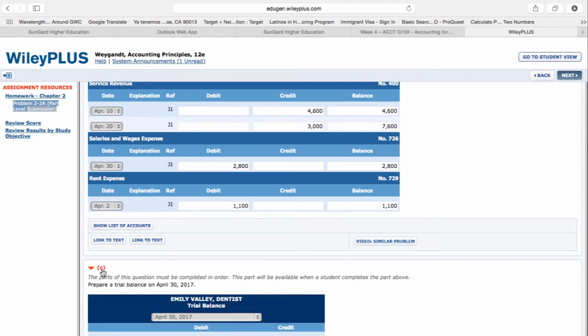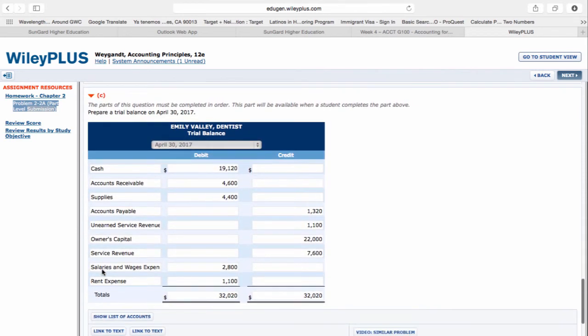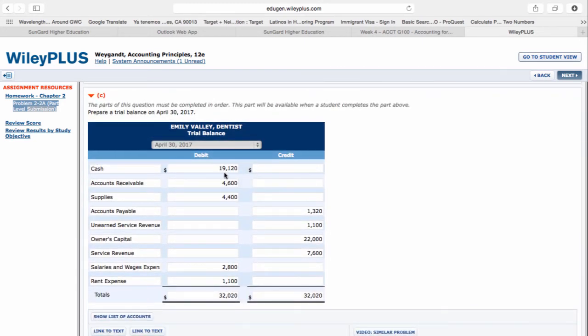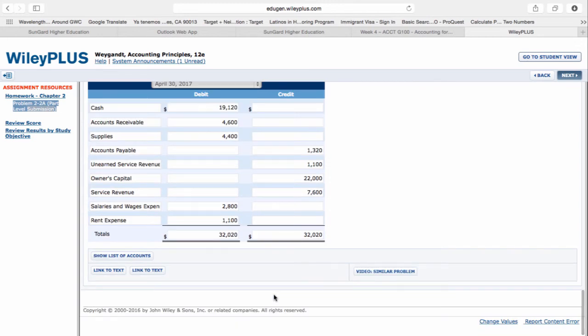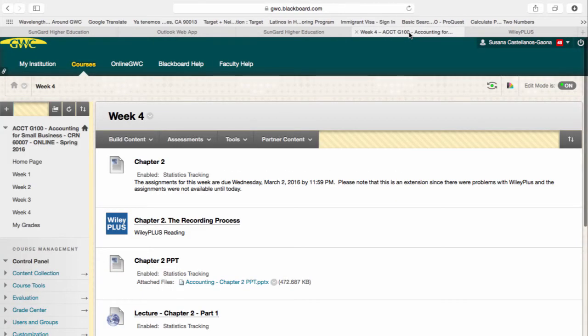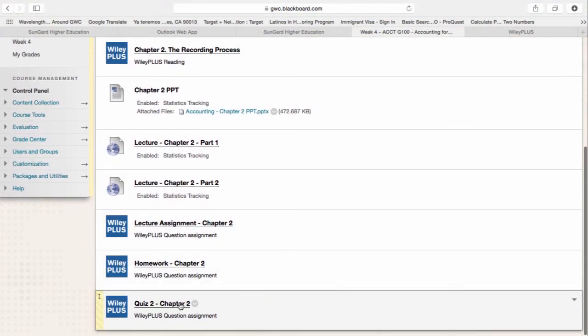And it's going to take you to part C, which is asking you to do a trial balance, which all you do is take the balances of each of the accounts and post them either as a debit or credit. Then you find the balance on each of the columns and you make sure that they balance by having the same amount. And that's it for your homework assignment. Then you're going to have a quiz.